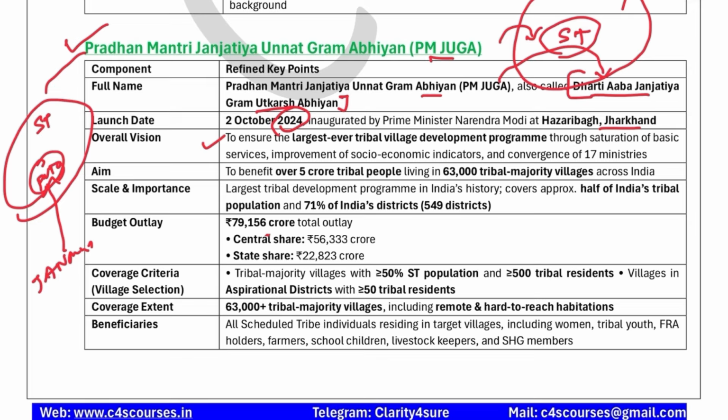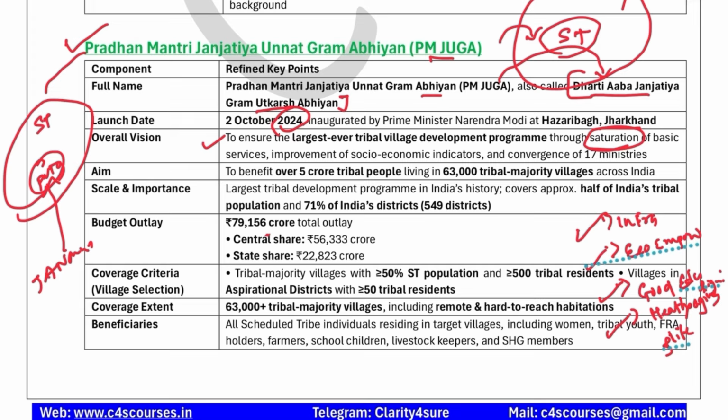And what is the vision of this scheme? It wants to ensure the largest ever tribal village development program, through saturation of basic services, improvement of socio-economic indicators, and convergence of 17 ministries. There are 4 goals in this particular Dharti Aba. First is infrastructure development, second is economic empowerment and good education, and third is healthy life and dignified aging. These components are important.